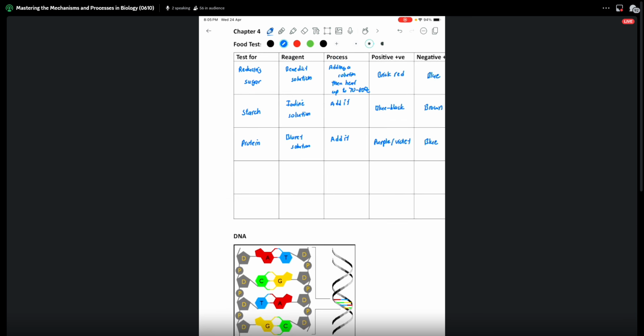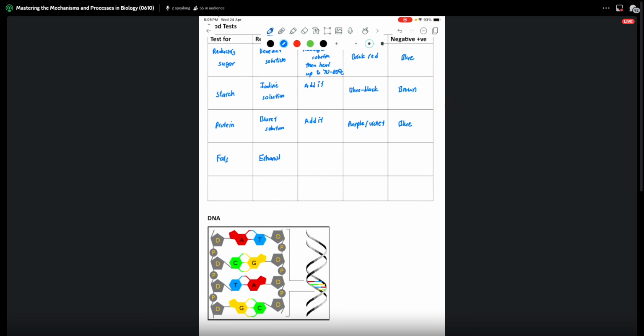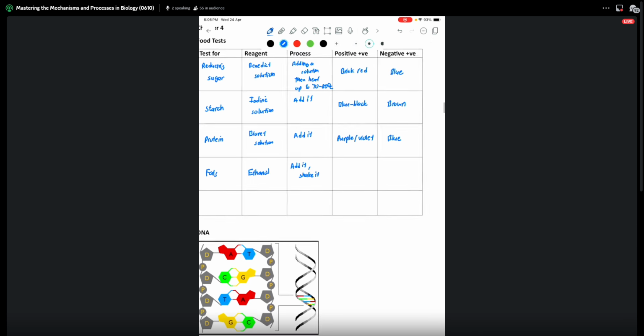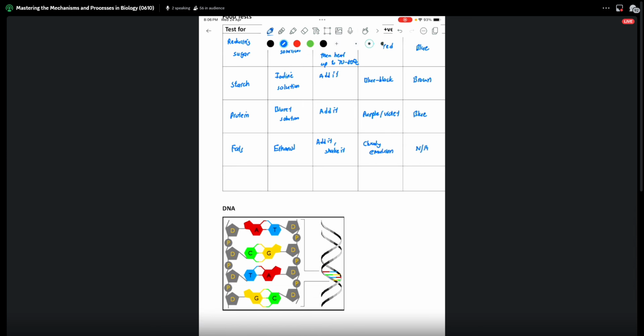All right. And the next one is to test for fats. Fat is rarely asked, but just know it as your reference. For fats, we use ethanol. The process is just to add the ethanol in, then we shake it, and some may say shake it with an equal volume of water. Okay, you can just add it and shake it, that's enough already. So the positive result will be a cloudy emulsion. Okay, and for the negative result, there's not really a negative result for this. Either it occurs or it doesn't occur.